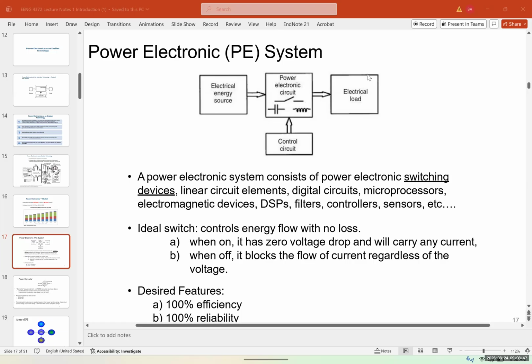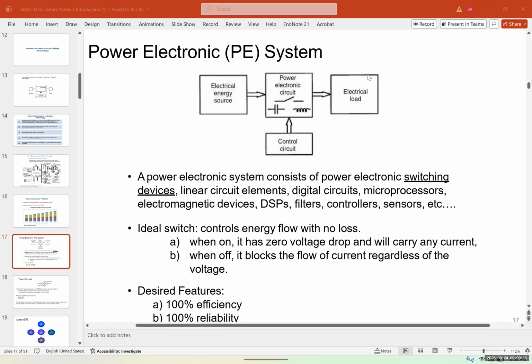Now, an ideal switch controls energy flow with no loss. So when on, it has 0 voltage drop and will carry any current. And when it's off, it blocks the flow of current regardless of the voltage. Obviously, we don't have ideal switches. Because these switches work at very high frequency, it's not like a manual switch that you use for your lights. These are transistors, MOSFETs, usually FET transistors.